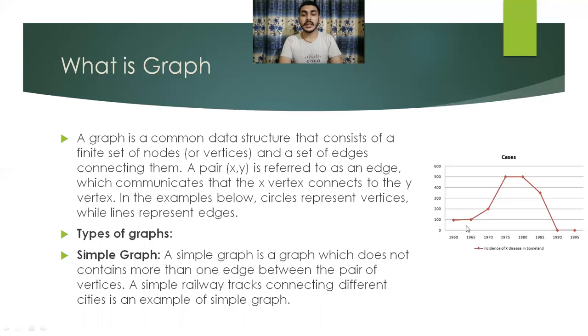I've used another example here. This is also a graph. It is moving straight and it is not connecting two vertices. Like here, a simple railway track connecting different cities is an example of a simple graph. It is going straight, and it is an example of a simple graph.